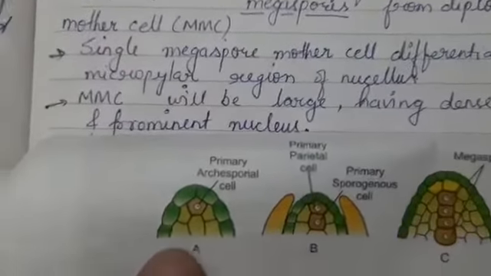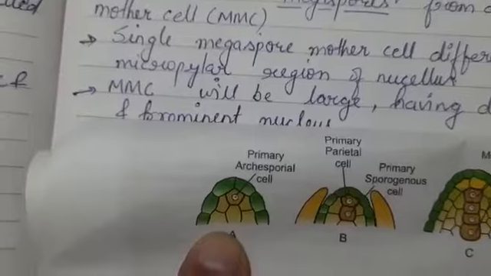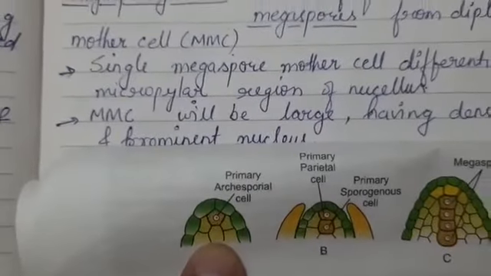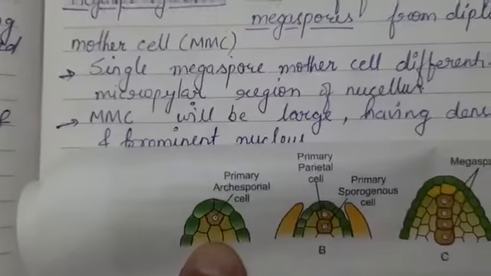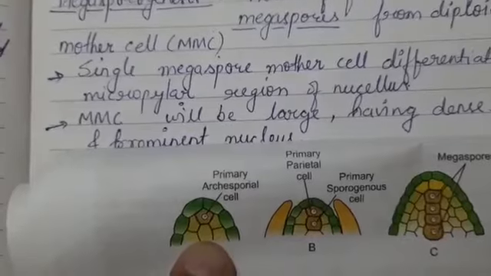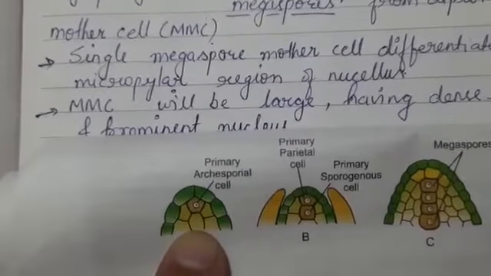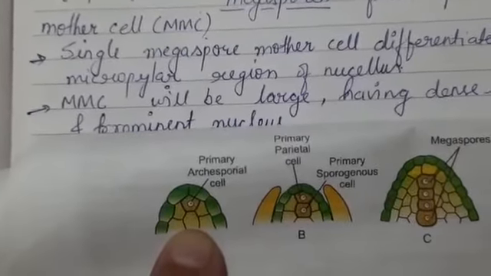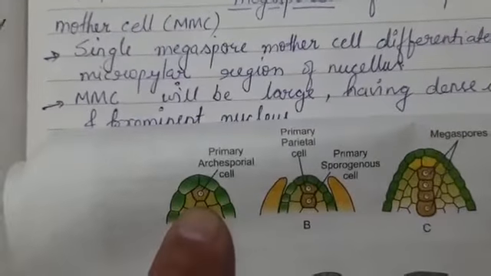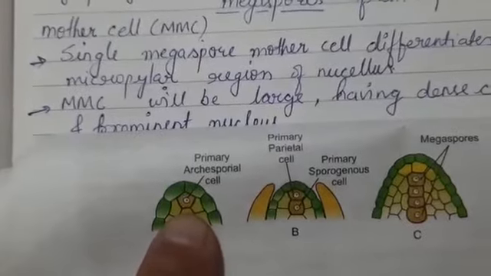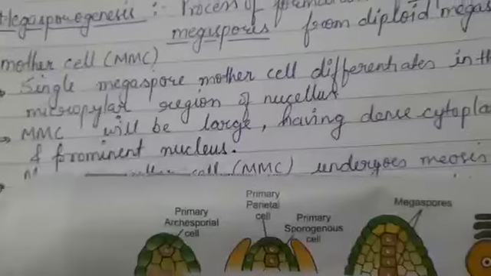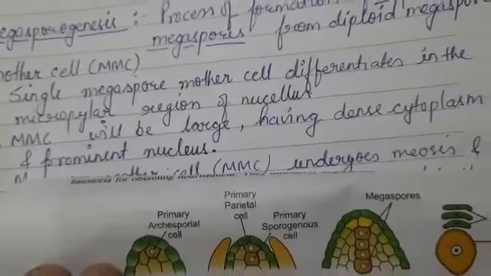As we can see here in the diagram, in an ovule, at the micropylar end, one of the cells of the nucellus gets differentiated in the sense that it will become large in size, its nucleus becomes very prominent, and it will have a very dense cytoplasm, and it will function as a megaspore mother cell.